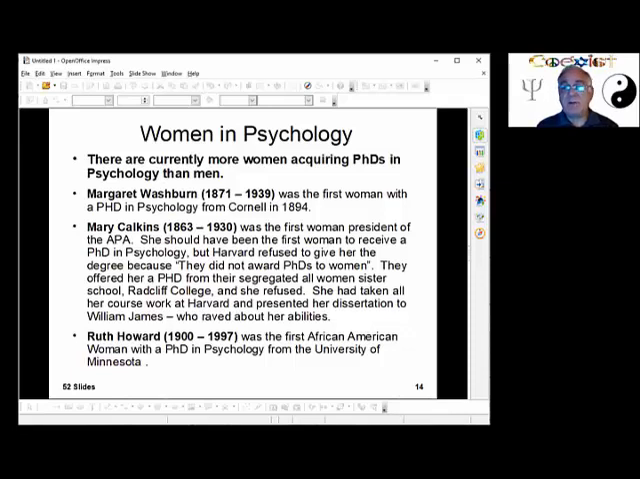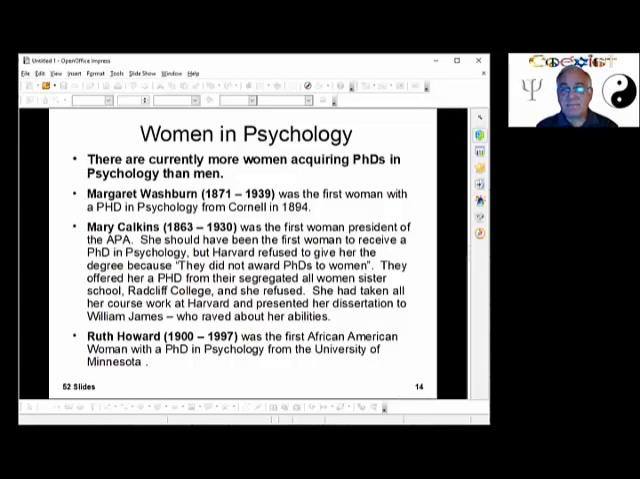Margaret Washburn was born in 1871, died in 1939. She was the first woman with a PhD in psychology. She got it from Cornell in 1894. But she should not have been the first one. She should have been the second one, because Mary Calkins finished all of her work and her dissertation and defended her dissertation for her PhD before Margaret Washburn did.